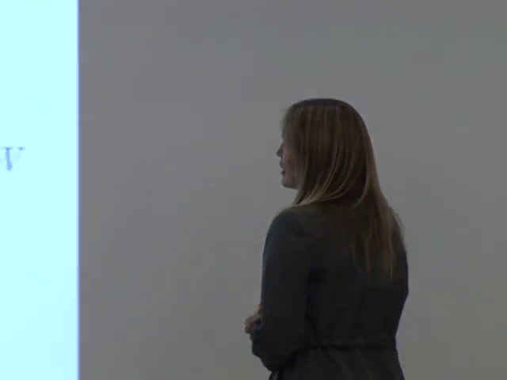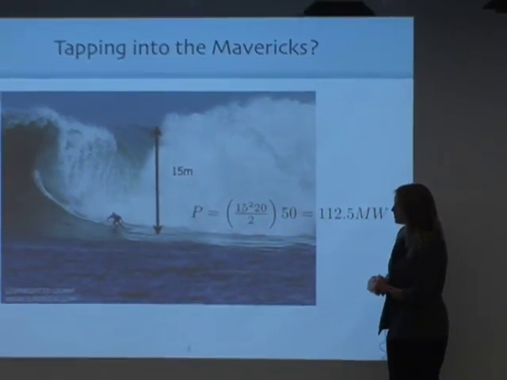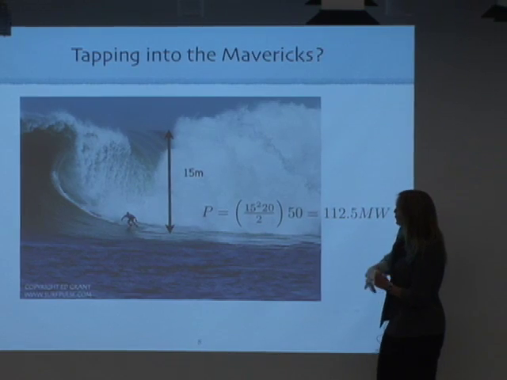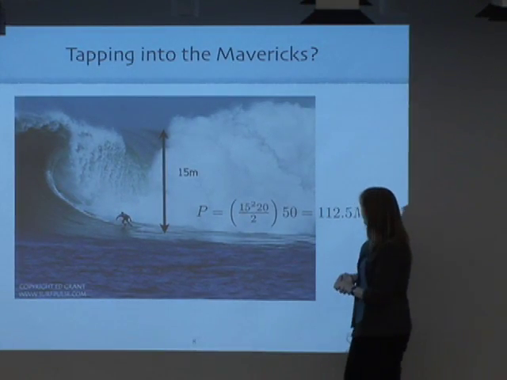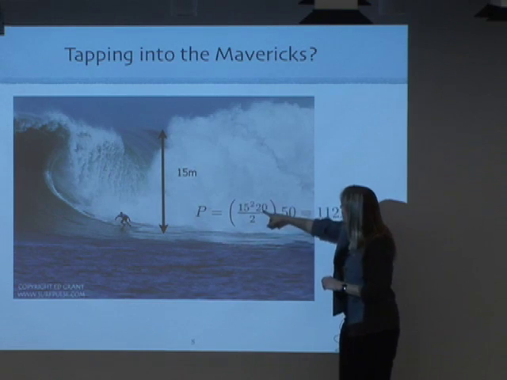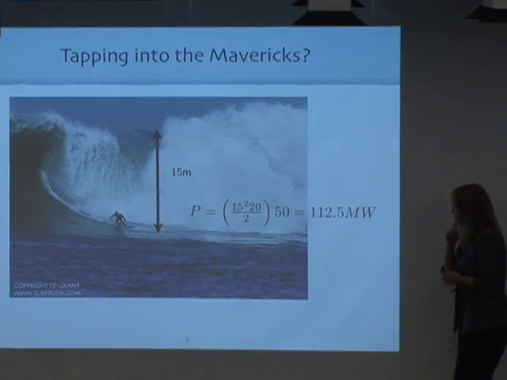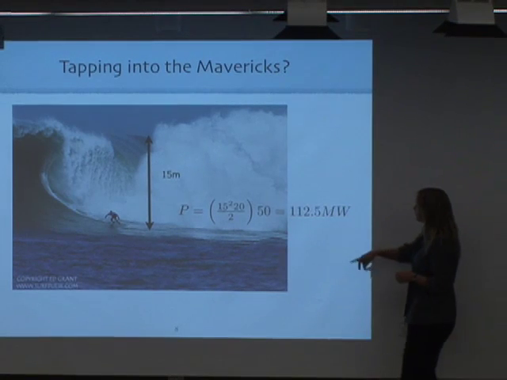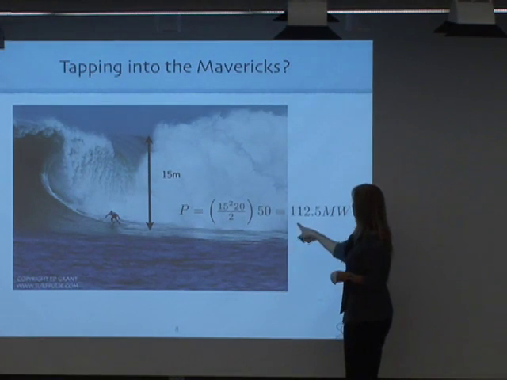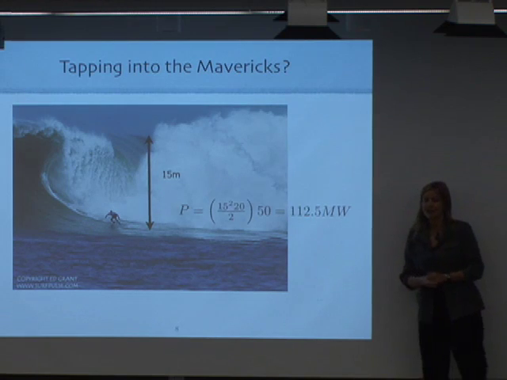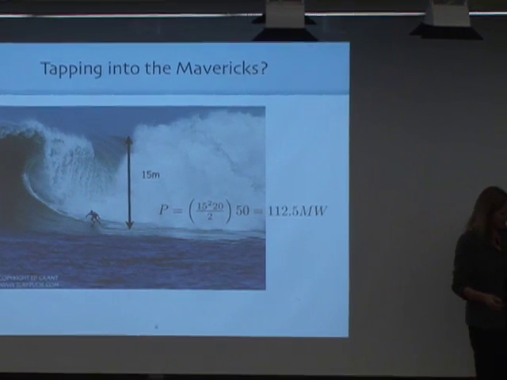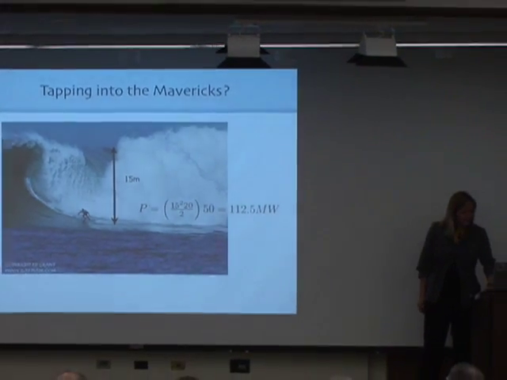So let's have a look and see if we can get some energy out of Half Moon Bay Maverick, right? So this is a Maverick. So what if we once a year or so put that in there? So you have, say, a 15-meter high wave with maybe a period of 20. That's just a guess. I'm not quite sure what it is. And maybe a crest length of about 50. Then you would get 112 megawatts. So now we're talking something, right? Now that's a lot of energy.